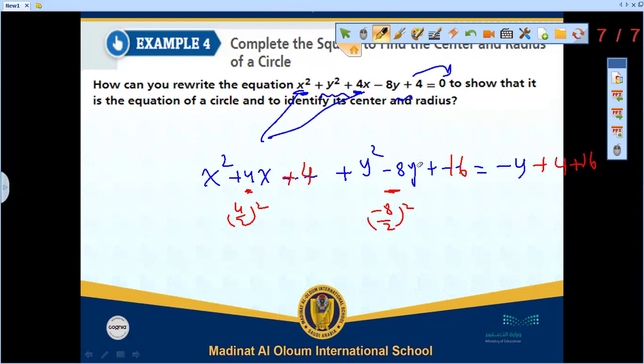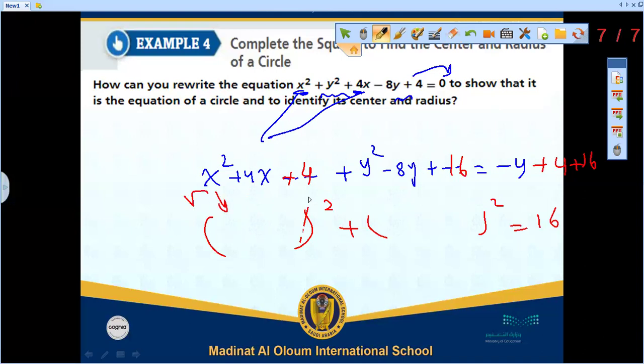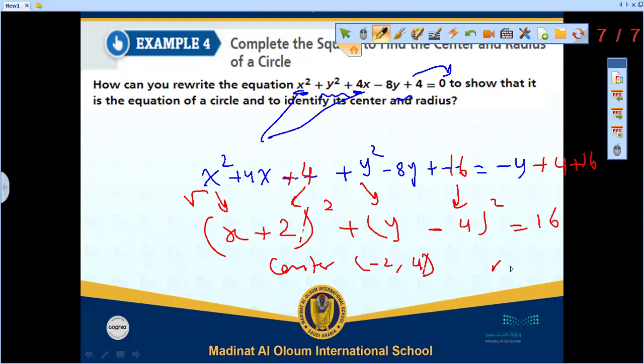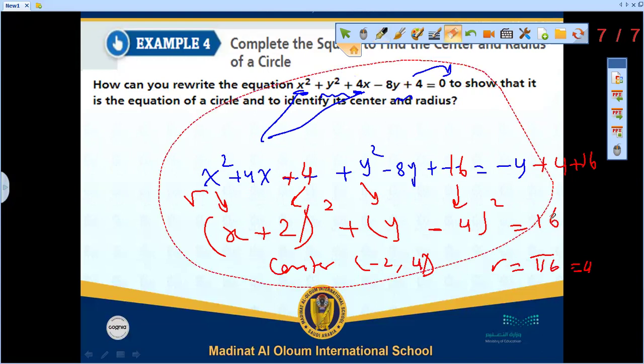Now, what are we gonna do? I'm gonna make bracket squares. For x, a bracket square, for y, a bracket square, and this one is 16. I'll take the radical: square root of the first x, square root of the last 4, and the middle sign positive. Square root of the first y, square root of the last 4, and the middle sign negative. Now my center: change x to negative 2, change y is 4. My radius: radical 16, which is 4. Okay, guys, this is how we make completing the square for a circle.